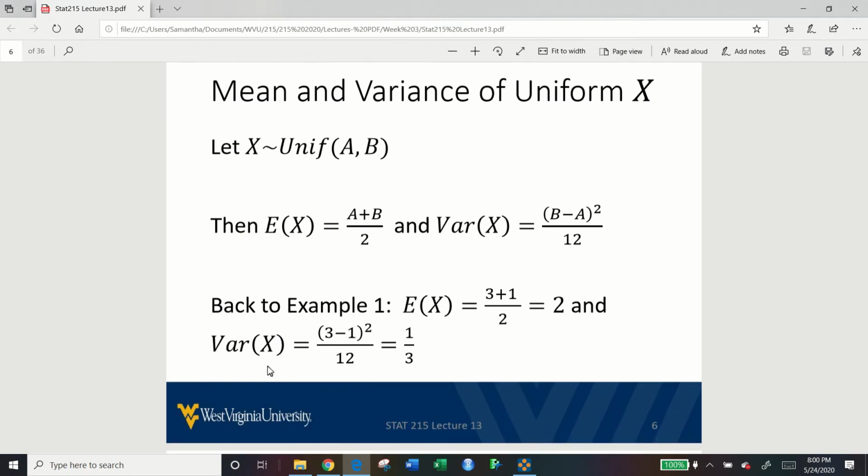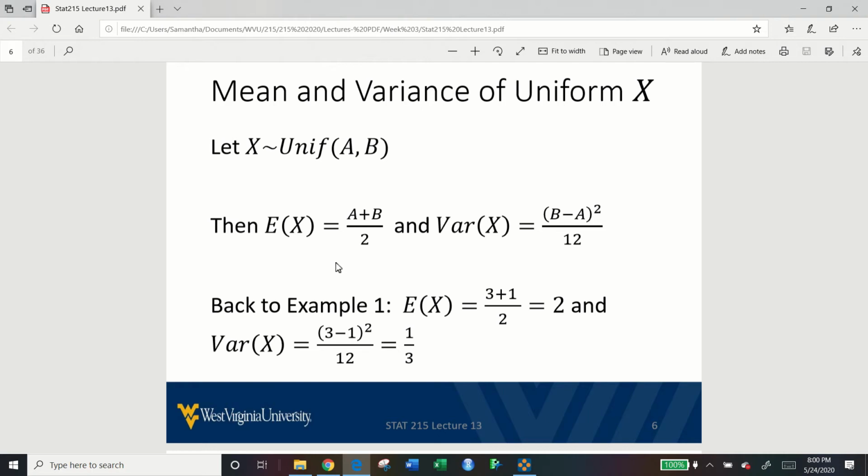When looking at the uniform distribution, we can represent this with a capital letter X, tilde, and we will abbreviate it as UNIF, and then in parentheses the two parameters a and b. So we would say that X follows the uniform distribution from a to b. The mean for the uniform distribution, or the expected value of x, is a plus b over 2, and the variance is b minus a quantity squared divided by 12.